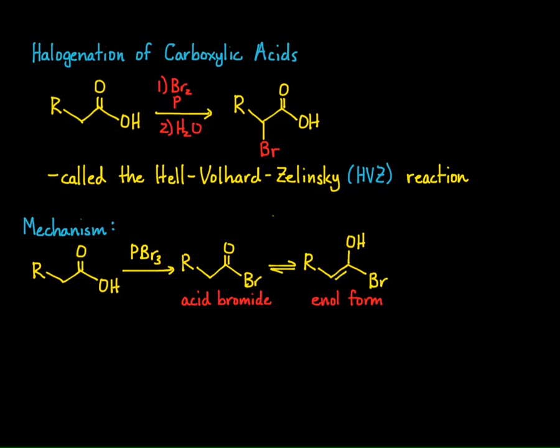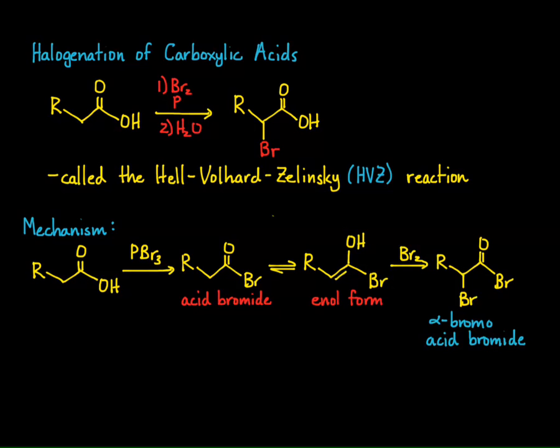And of course, we saw with aldehydes and ketones that enols react with halogens. So too does the enol form of an acid bromide react with a halogen. In this case, we have bromine present. And so we get addition to that alpha carbon. And so the result is this. This is called an alpha bromo acid bromide. So we have an acid bromide that's been brominated at the alpha carbon, alpha bromo acid bromide.